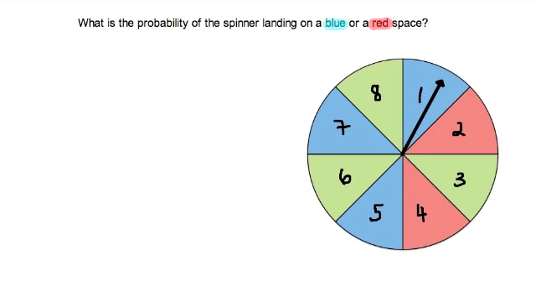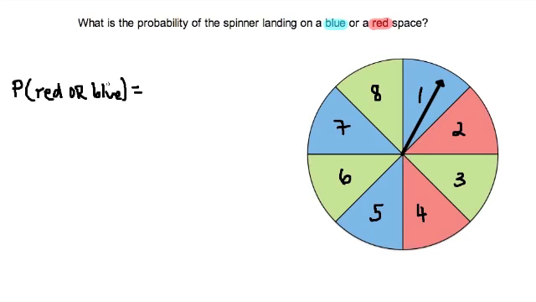So to start with here, what we have is the probability of red or blue. A good way to think about this is, if this was a game, we would win if the spinner landed on a red space or a blue space.